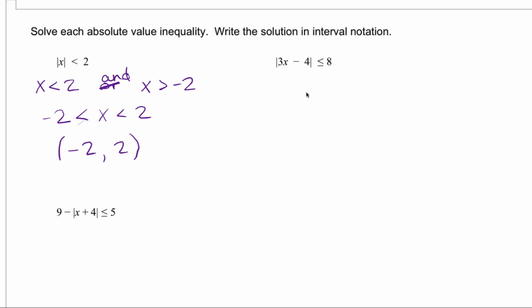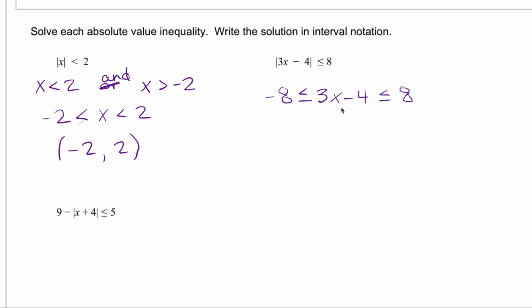All right. Now this next problem, we're going to set up a similar way. This is also a less than inequality. So we can say that 3x minus 4 is going to be less than 8, and it's going to be greater than negative 8. So instead of writing this as two separate inequalities with an "and," we can make this a joined inequality.